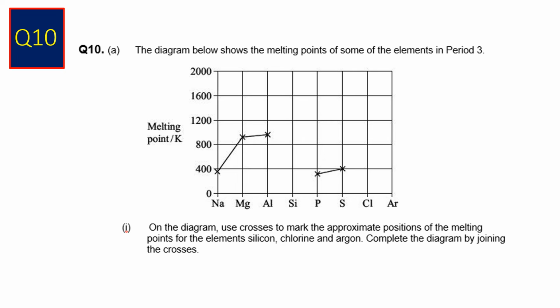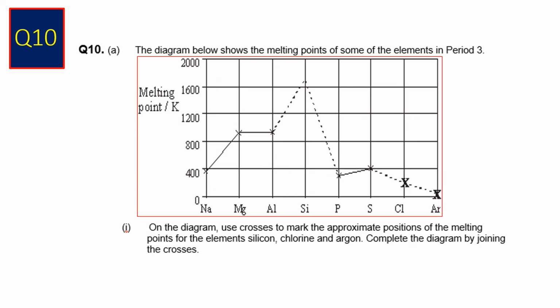Question 10. I think we were relatively strong on this one and on our trends. But your first task was to basically fill in the gaps on this trend table showing the melting point. So it should have looked a bit like this. Basically 1 mark for getting the silicon above 1200, chlorine, get a mark for having that below sulfur, and then 1 mark for the argon being below chlorine. So that's 3 marks in total for getting those points.